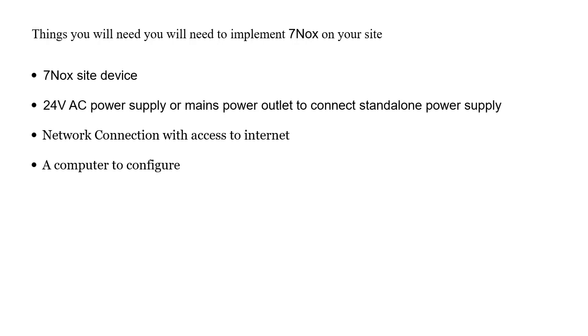Things you will need to implement 7Knox on your site. 1. A 7Knox site device. 2. A 24-volt AC power supply or a mains power outlet to connect a standalone power supply which is supplied with the 7Knox site device. 3. A network connection with access to the Internet. 4. A computer to configure the IP address and other settings on the 7Knox device through its HTML web interface.